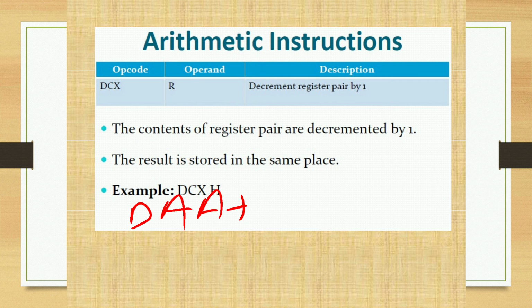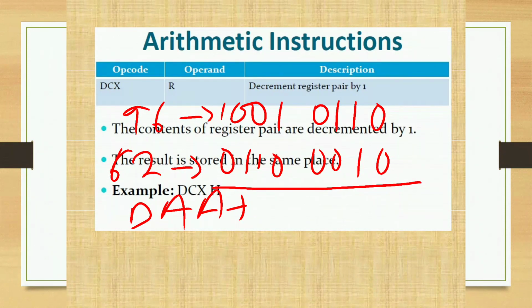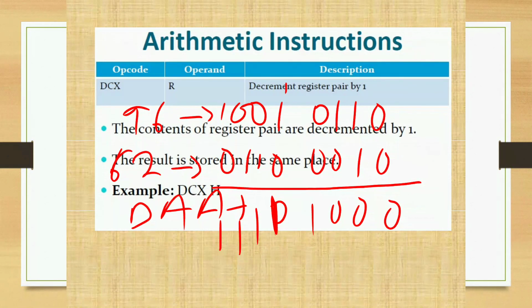Consider an example. Add the data 96 and 62. In binary form, 96 is 1 0 0 1 0 1 1 0. 62 is 0 1 1 0 0 0 1 0. Now add these two numbers.